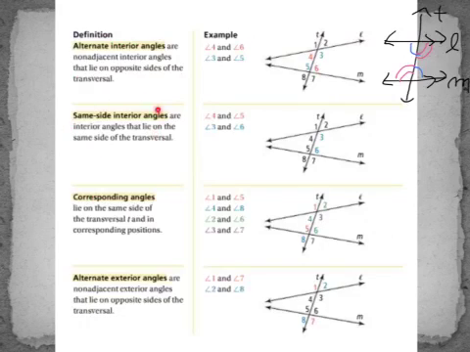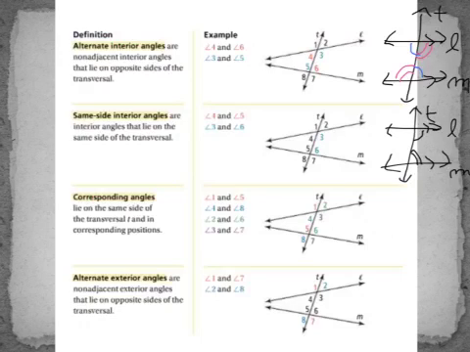Now, same-side interior angles are interior angles that lie on the same side of the transversal. So 3 and 6 and 4 and 5. Fairly simple. But again, when we're talking about parallel lines, if I give you that L is parallel to M, and it's intersected by transversal T, angle 3 and angle 6 are supplementary when the lines are parallel, and angle 4 and angle 5 are supplementary.